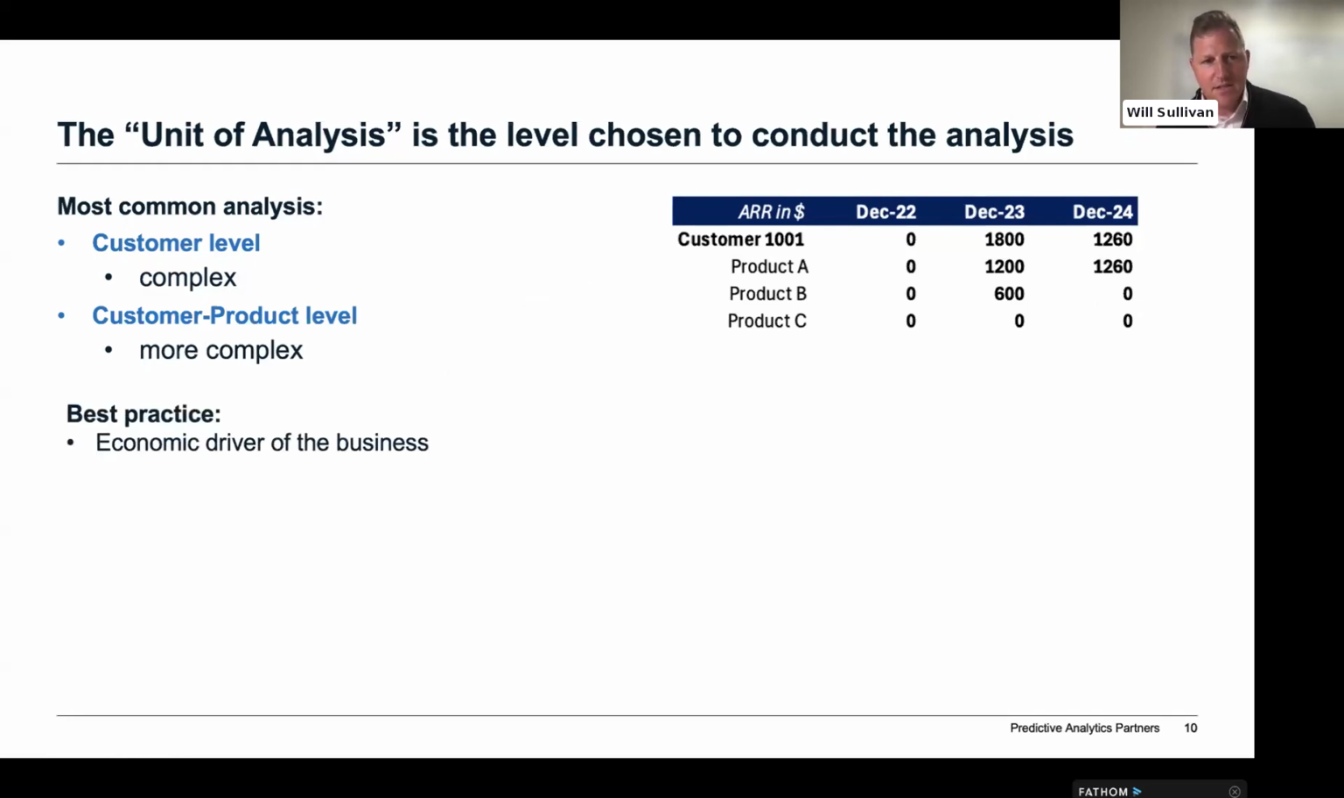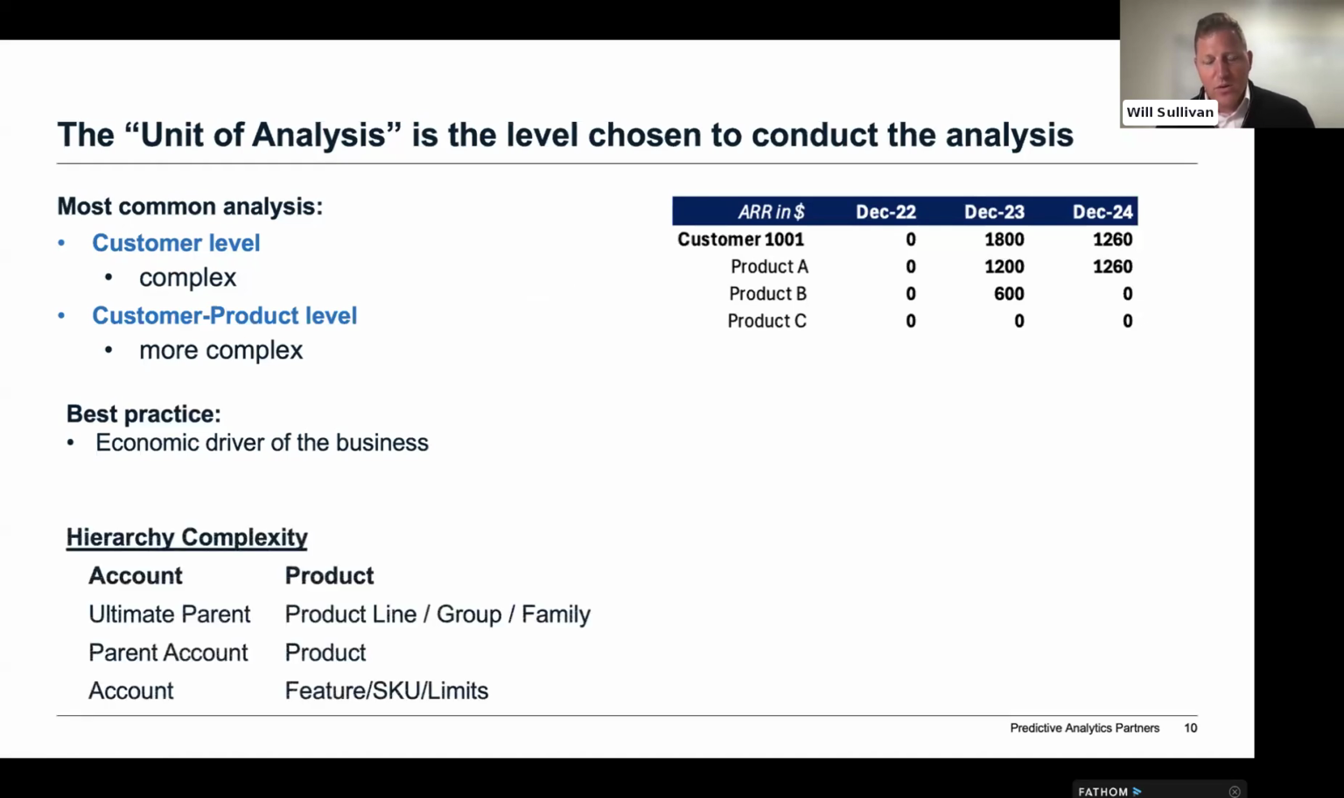The best practice is to go with the economic driver of the business, which is not easy because you still have to face the decision of what the economic driver of the business is. Often it's at the account and product level, but you can also do it at the feature or SKU level, but there are complications in that.